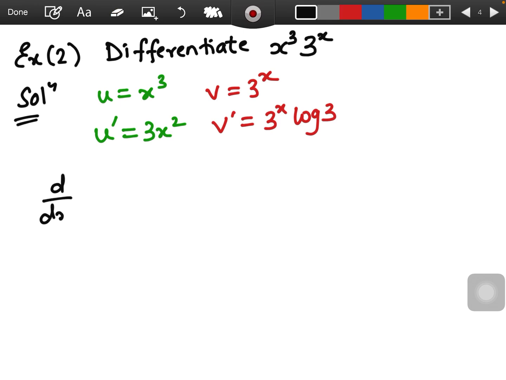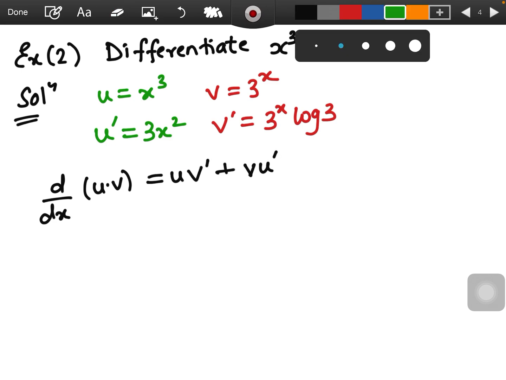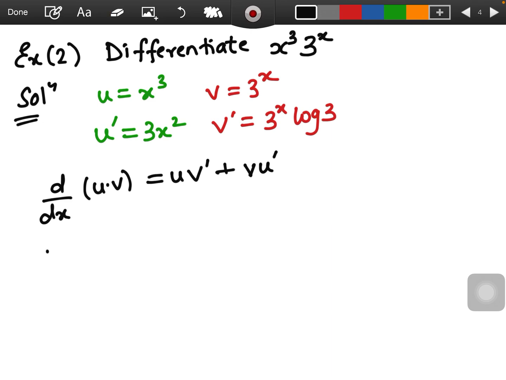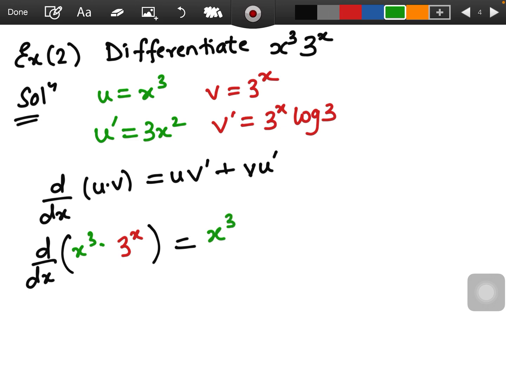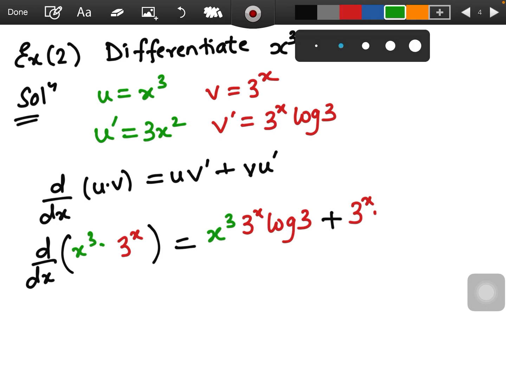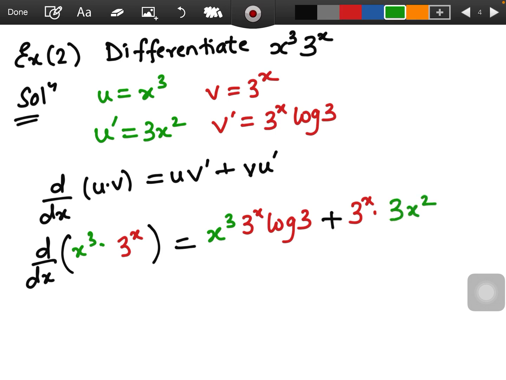Now this is the formula: d/dx of u times v equals u v prime plus v u prime. So just plug in all the values there. So this will be d/dx of, what is u here? u is x cube and v is 3 to the power x, equals u is x cube, v prime is 3 to the power x log 3, then plus v is like that only, so this is 3 to the power x into u prime, which is 3x square.